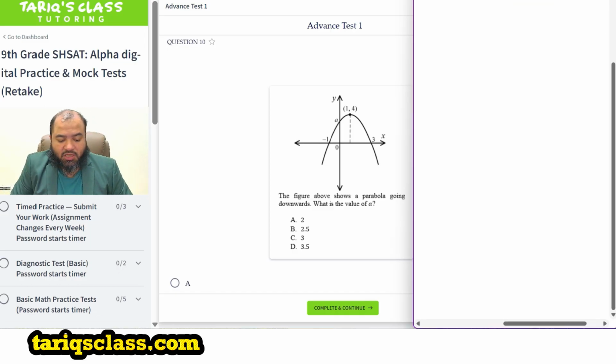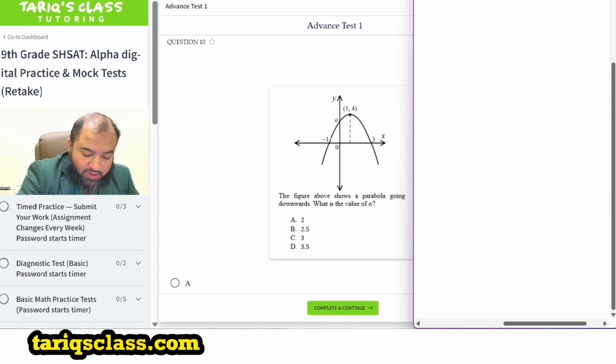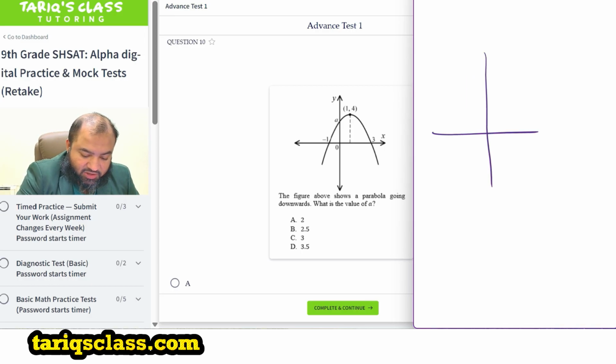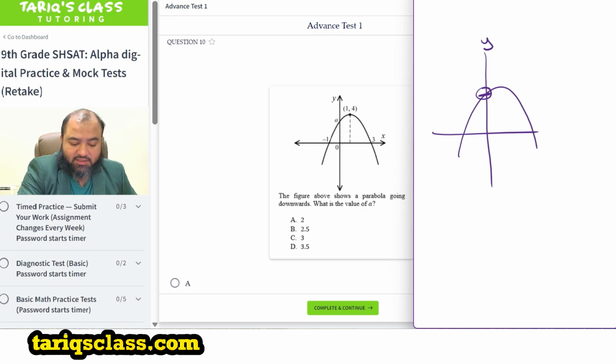Let's pay attention. It says the figure above shows a parabola going downward. So a parabola like this, going downward. What is the value of A? A is just technically the y-intercept. So it's going like this. A is this y-intercept. You see the y-axis? The intercept here.